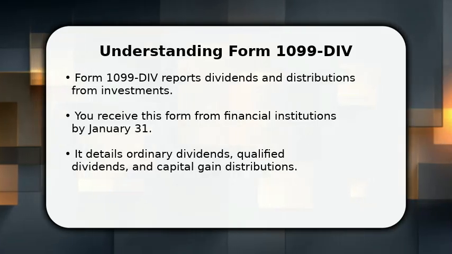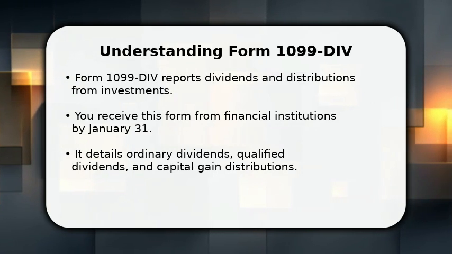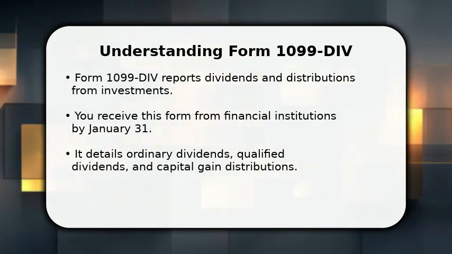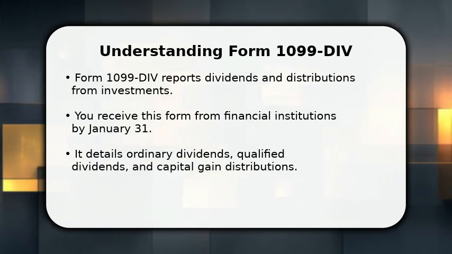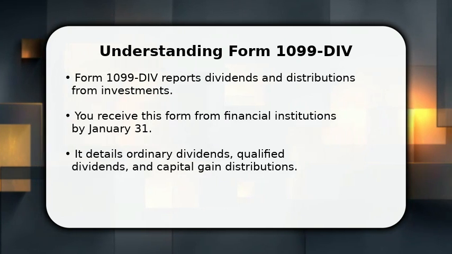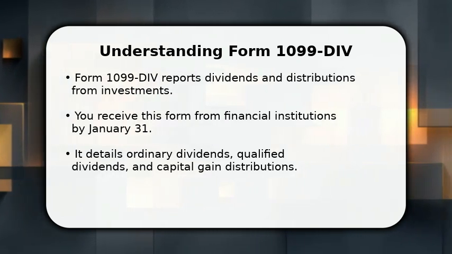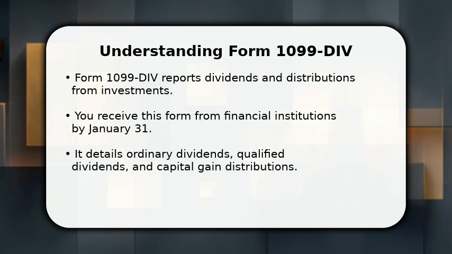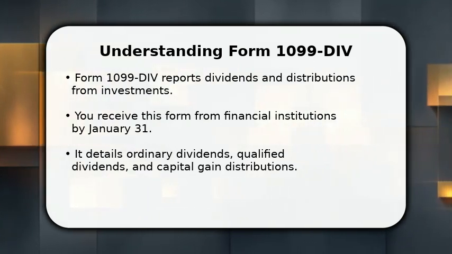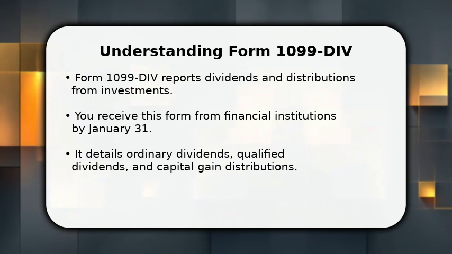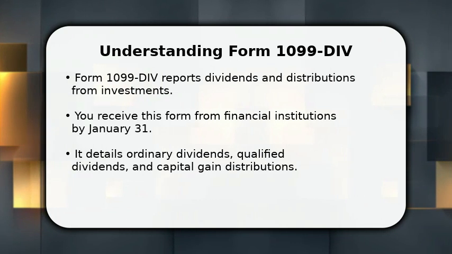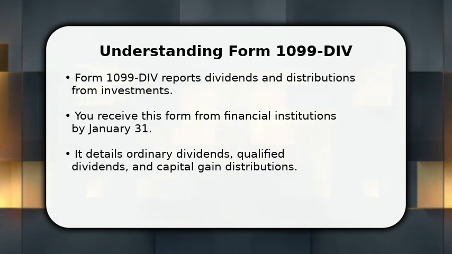In this video, I will explain how to file Form 1099 DIV. First, gather all your Form 1099 DIV statements from various financial institutions. These forms summarize your investment income, including ordinary dividends, qualified dividends, and capital gain distributions. Carefully review each statement for accuracy. This initial step is crucial for ensuring you report all your investment income correctly on your tax return.